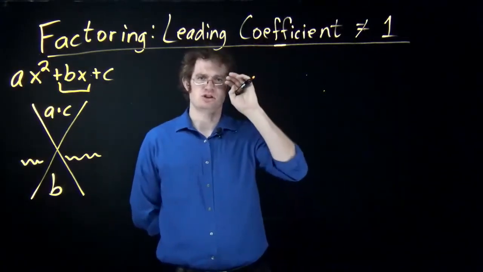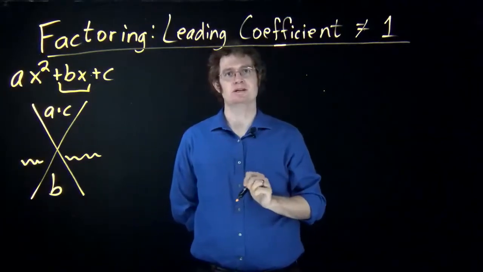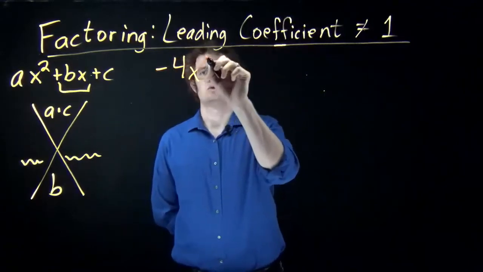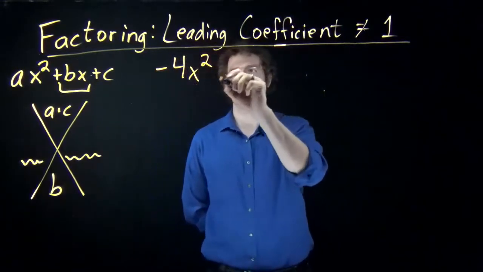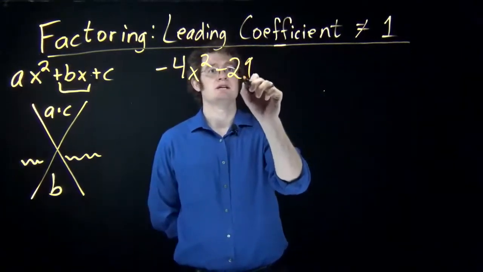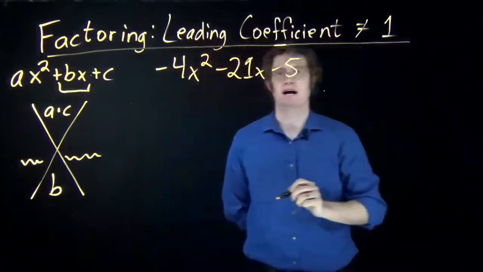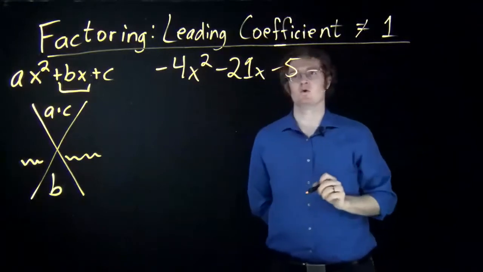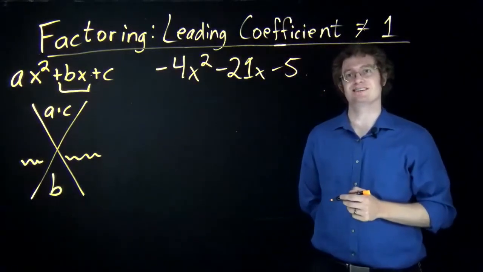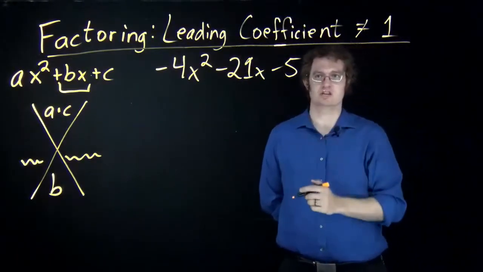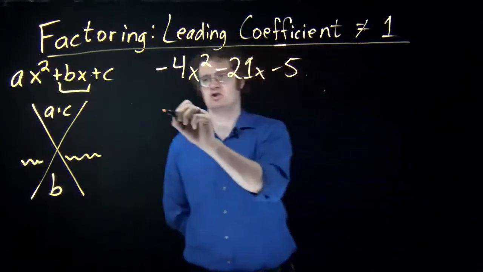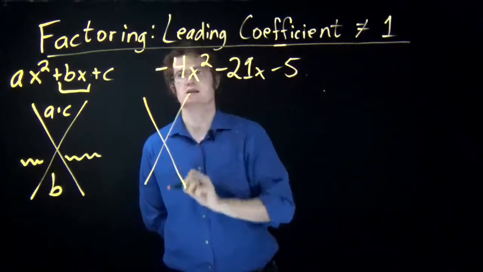Now, that's potentially a little bit abstract, so let's do it in the context of an example. So my trinomial here would be minus 4x squared minus 21x minus 5. Well, looking at this, we have minus 4. That leading coefficient is not equal to 1. So this is a good candidate for this sort of solution technique. Well, let's try and build our x.